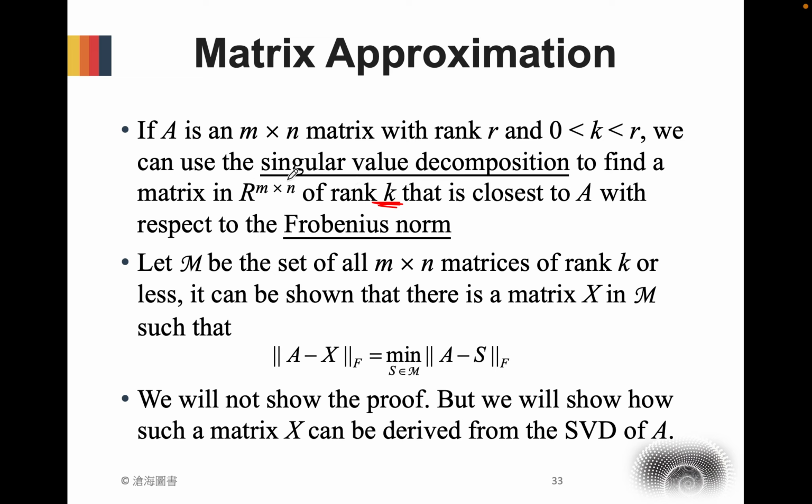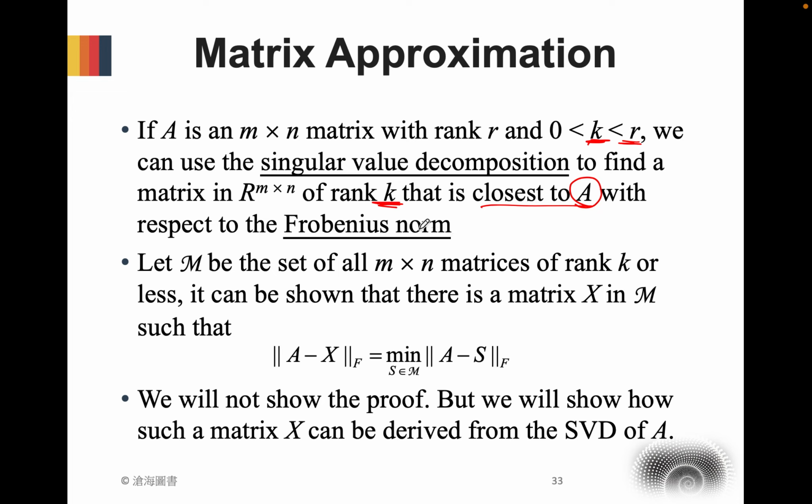Okay, so what do we want to do? We want to find another matrix whose rank is smaller than the rank of A, but this matrix in some sense is closest to the matrix A. In what sense? With respect to the Frobenius norm.